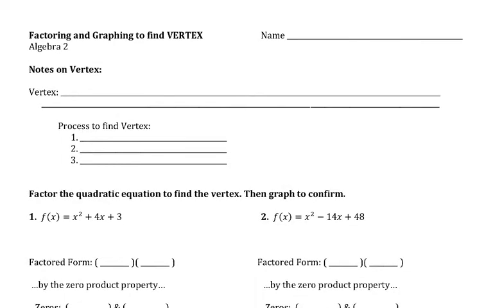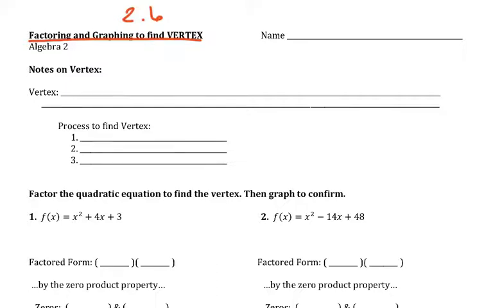So, first we are going over factoring and graphing to find the vertex. This is technically the Chapter 2, Section 6 assignment. We're on day 6 here. So, first thing we want to note is what a vertex is.